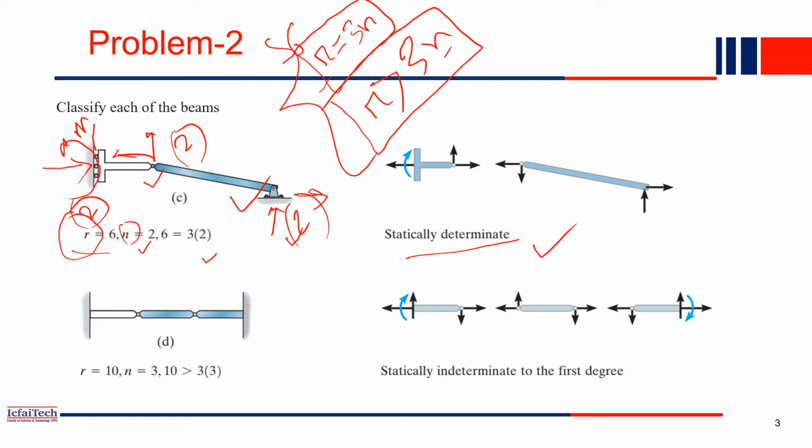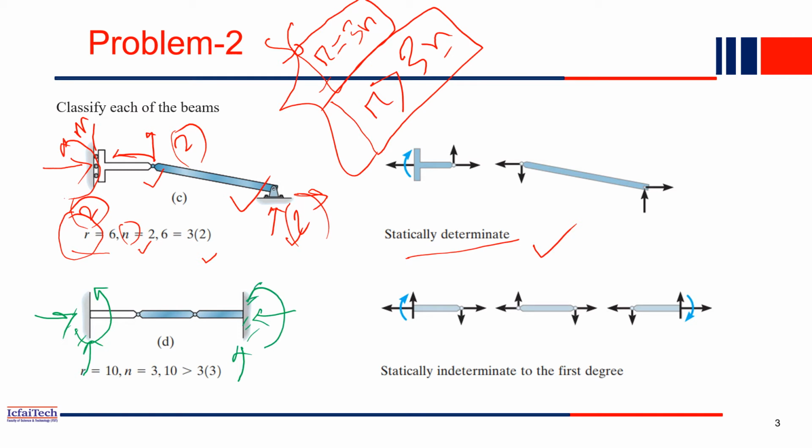Now in this beam, if you see in the second problem, this end is a fixed end, and this end is also a fixed end. So total how many reactions are there here? Fixed end means there are three reactions: horizontal, vertical, and moment. So here also you have three: horizontal, vertical, and moment.